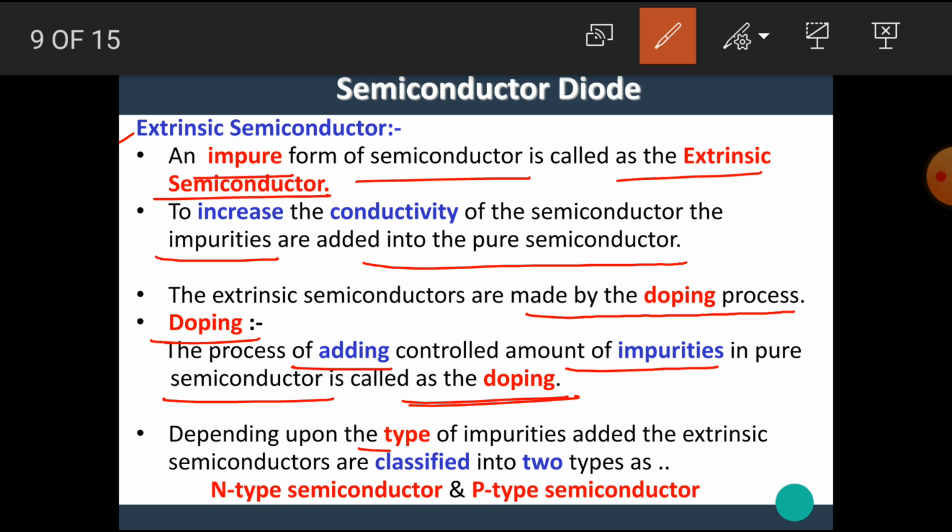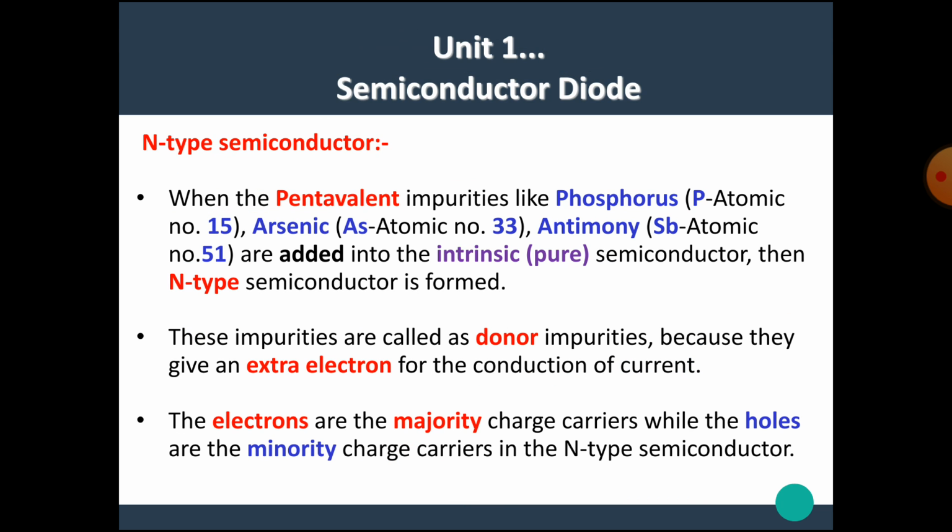Depending upon the type of impurities added into the extrinsic semiconductors, they are classified into two types such as N-type semiconductor materials and P-type semiconductor materials. That means the type of impurity added in the intrinsic semiconductor divides the material into two types, N-type material and P-type material. Let's see what is meant by N-type material and P-type material.